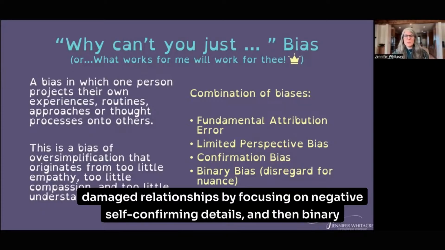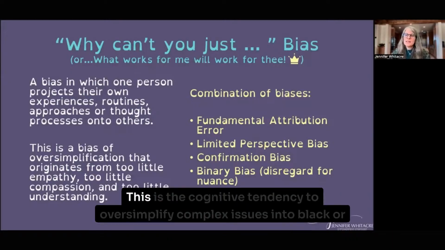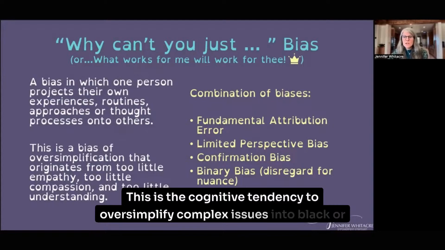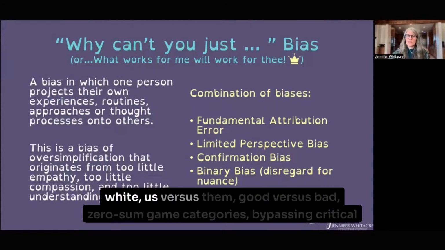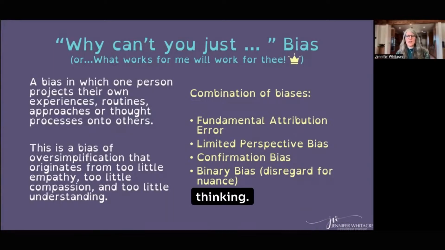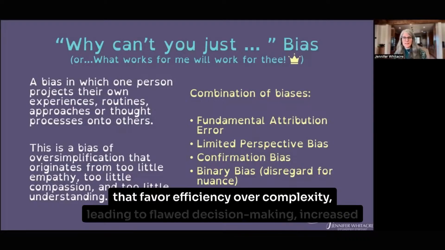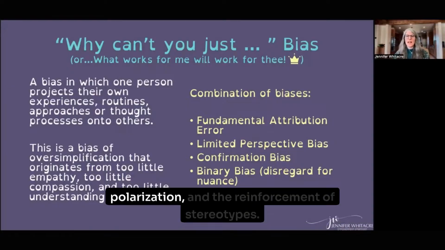And then binary bias, which is also known as the disregard for nuance bias. This is the cognitive tendency to oversimplify complex issues into black or white, us versus them, good versus bad, zero-sum game categories, bypassing critical thinking. And it stems from mental shortcuts, sometimes called heuristics, that favor efficiency over complexity, leading to flawed decision-making, increased polarization, and the reinforcement of stereotypes.